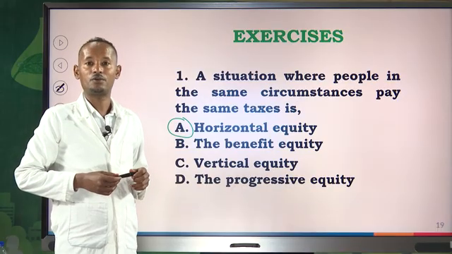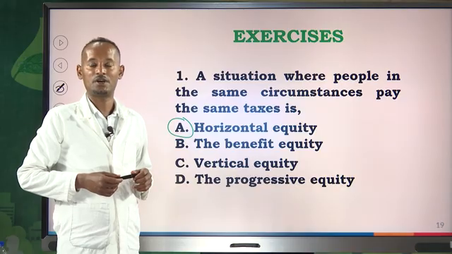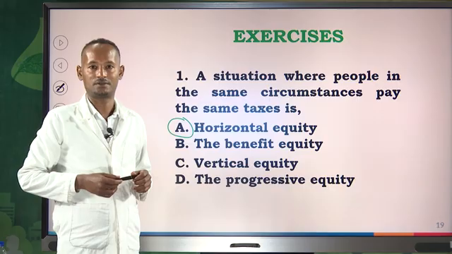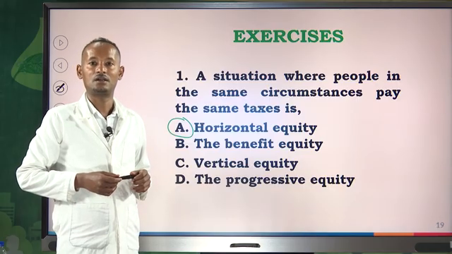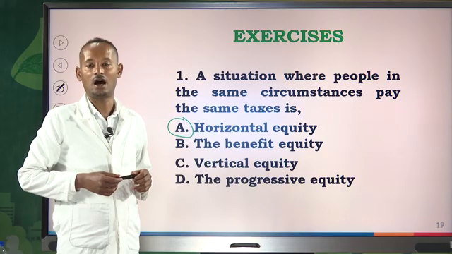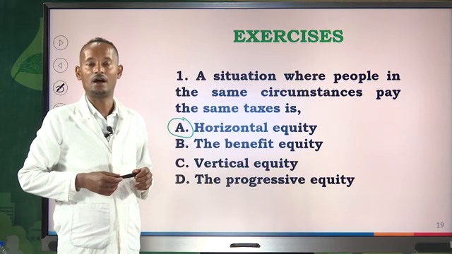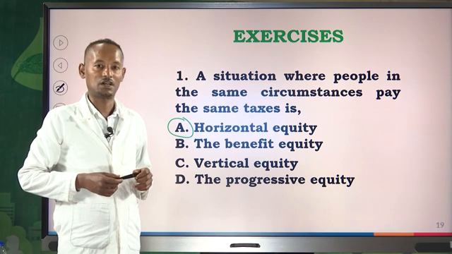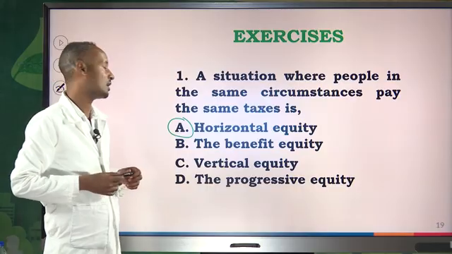The benefits approach states that people should pay taxes based on the benefit that they get from public goods and services. And vertical equity states that unequals should be treated unequally, and there are progressive, regressive, and proportional taxes under vertical equity. So the answer is A, horizontal equity.